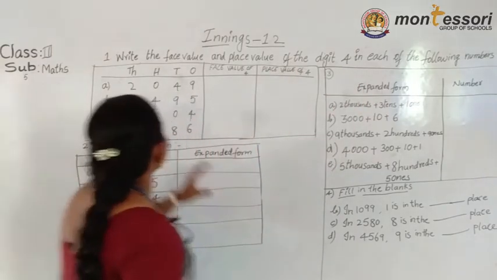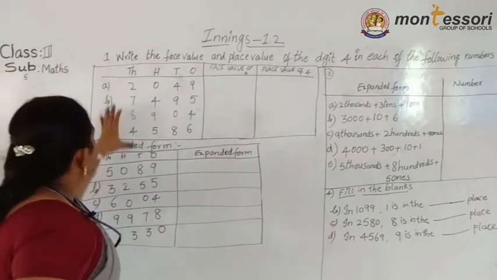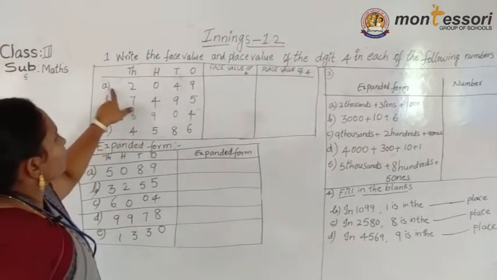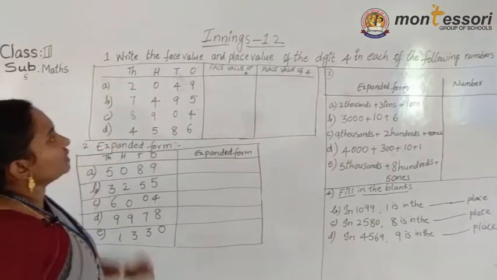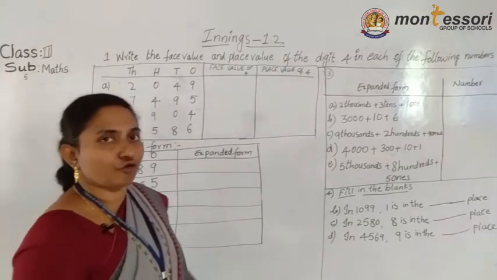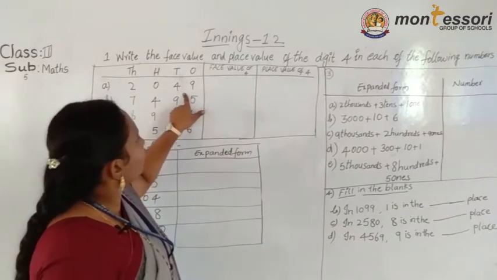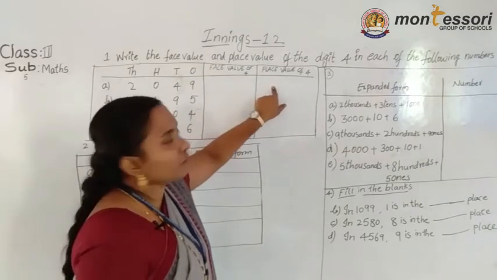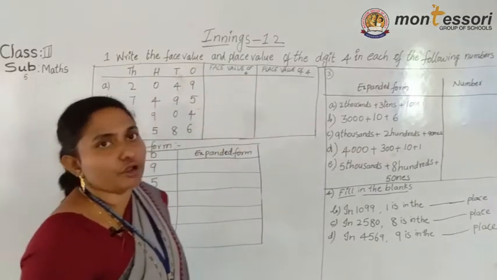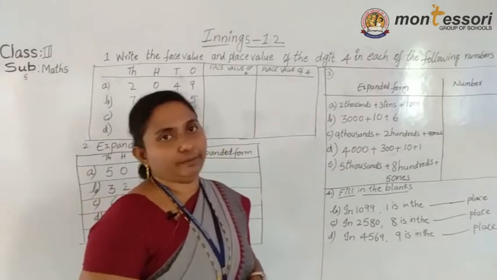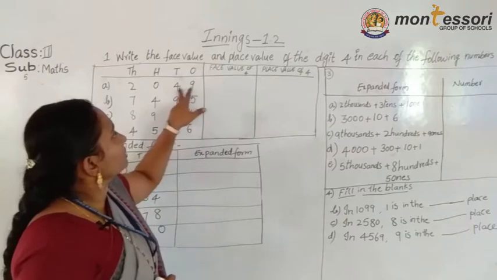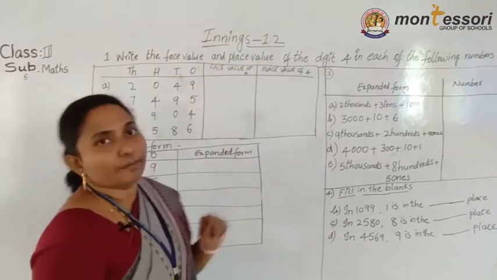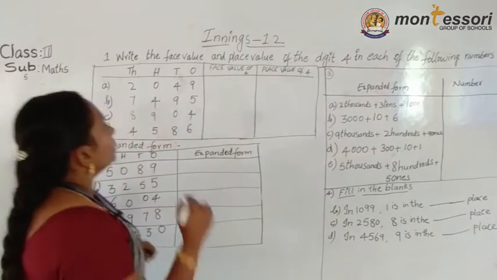Here some numbers are given, four problems, so 4 numbers. In these numbers, where is the 4? So the first problem: what is the number given here? 2049. In 2049 we write the face value of 4 and the place value of 4. What is the difference between face and place? Face value means we write 4 as it is. Place value depends upon the place.